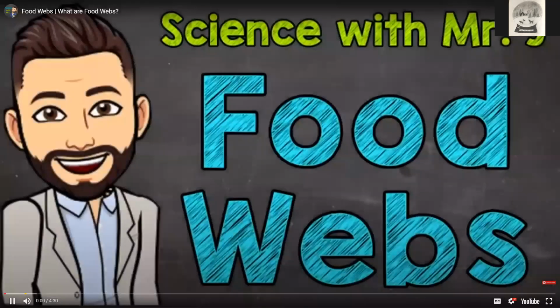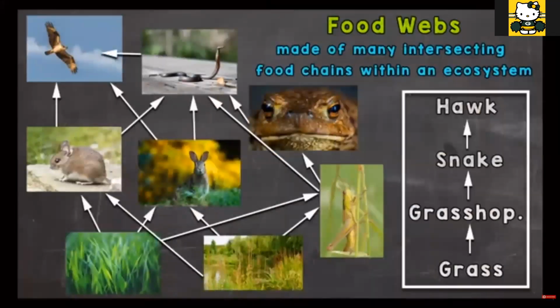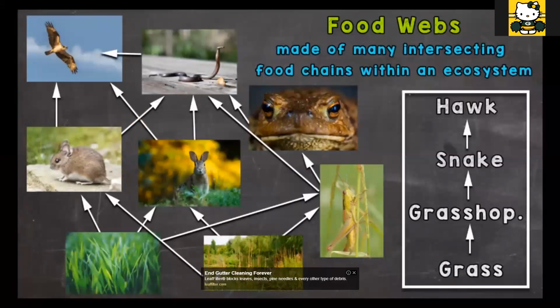Welcome to Science with Mr. J. In this video, I'm going to be covering food webs. And food webs are made of many intersecting food chains within an ecosystem. Food chains are very clear-cut and are pulled from food webs. Organisms can eat multiple types of prey, and there are many connections between organisms within ecosystems. So food chains don't give us the full description or representation we need for all of the organisms in an ecosystem. Food webs do this for us.